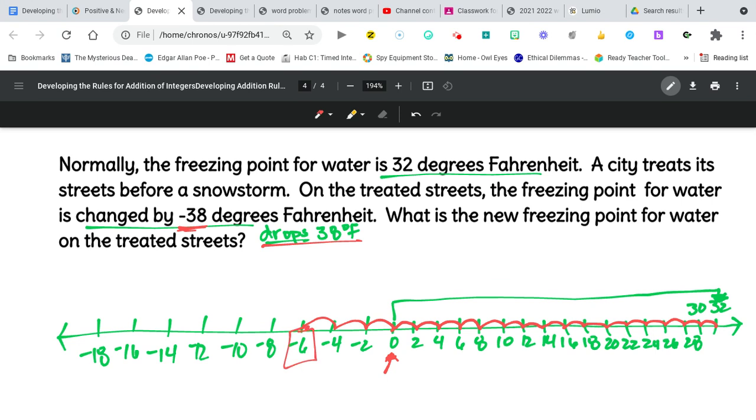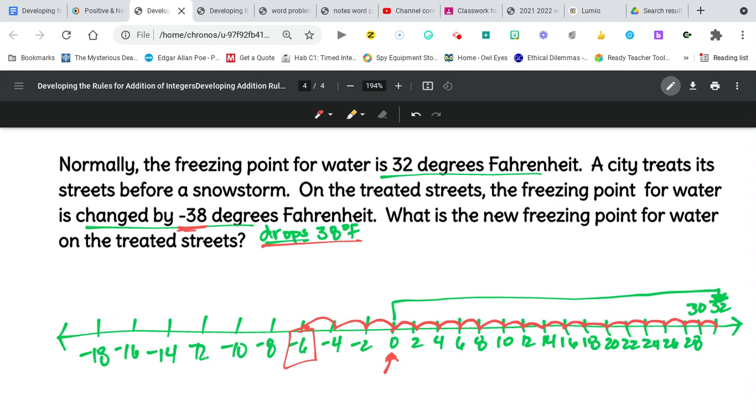Okay. So the new freezing point for water on the treated streets would be -6. So instead of water freezing on the streets at 32 degrees Fahrenheit, once they treat the streets with whatever substance they put on it, water will not freeze until -6 degrees Fahrenheit. So it's going to take a much colder temperature in order for the water to freeze on the streets.